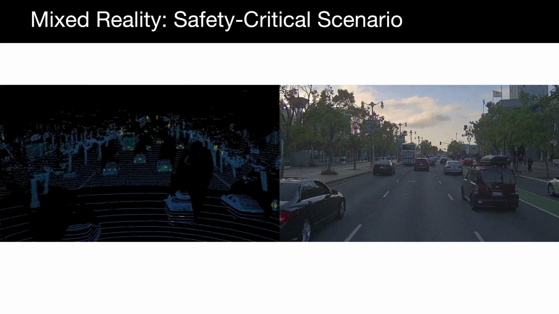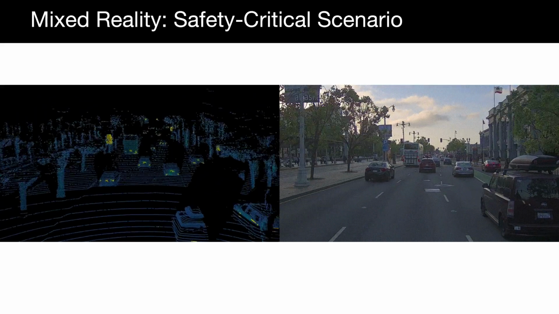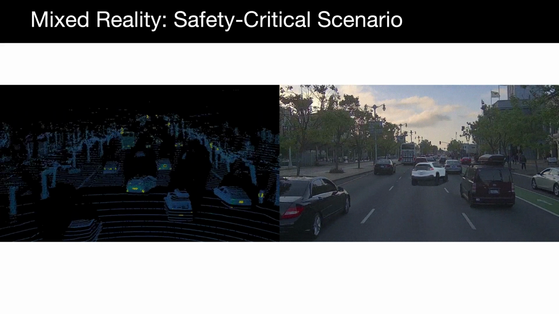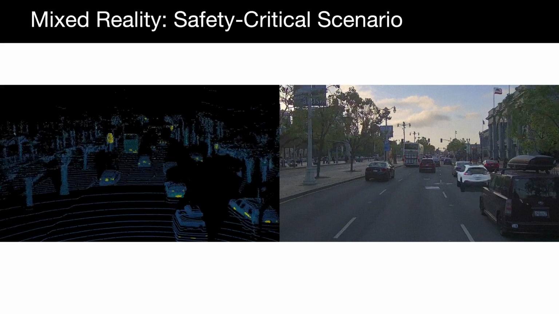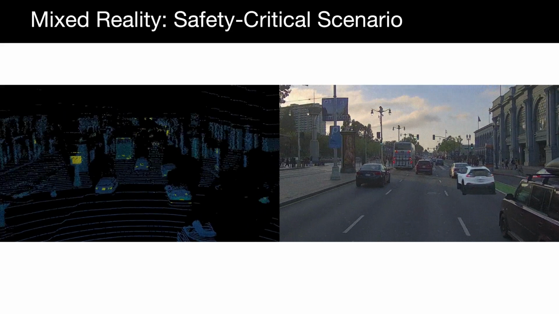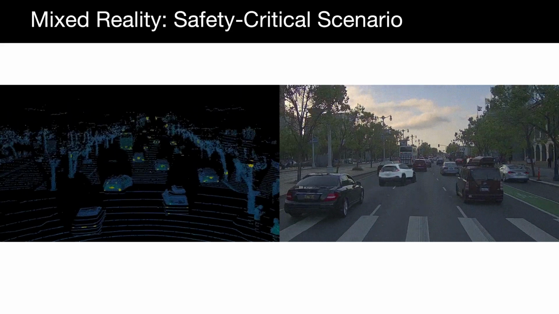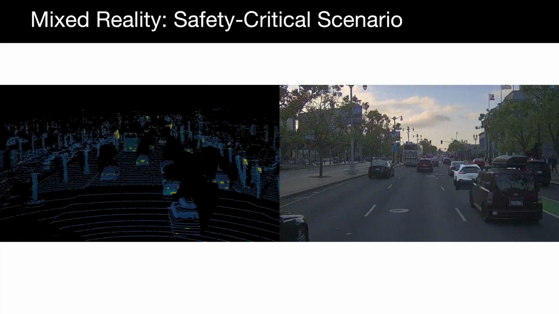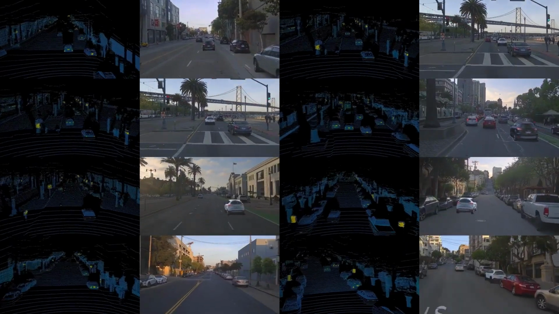Here's another example. We show the original scenario first. We then insert a moving vehicle performing an aggressive lane change. The complete shape reconstruction allows for rendering of unobserved parts of the car. And we can generate these interesting mixed reality scenarios at scale.